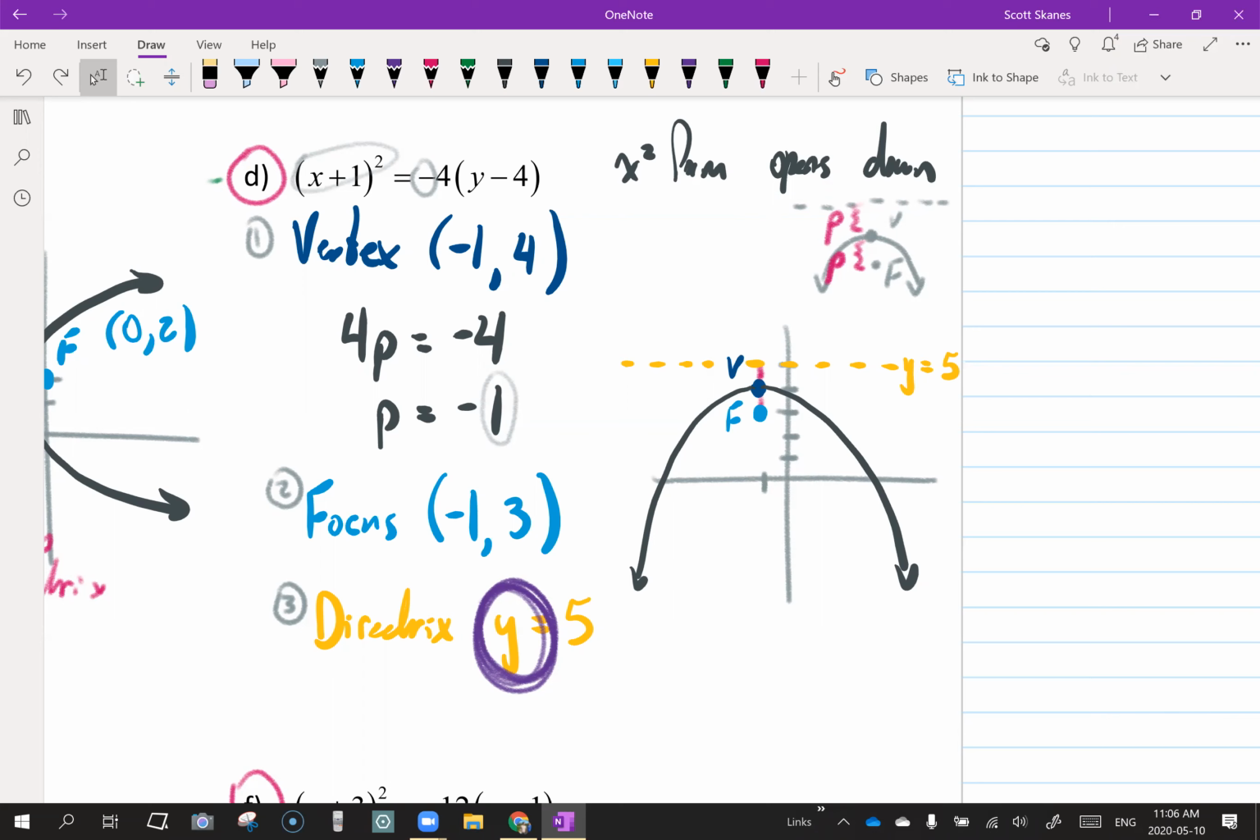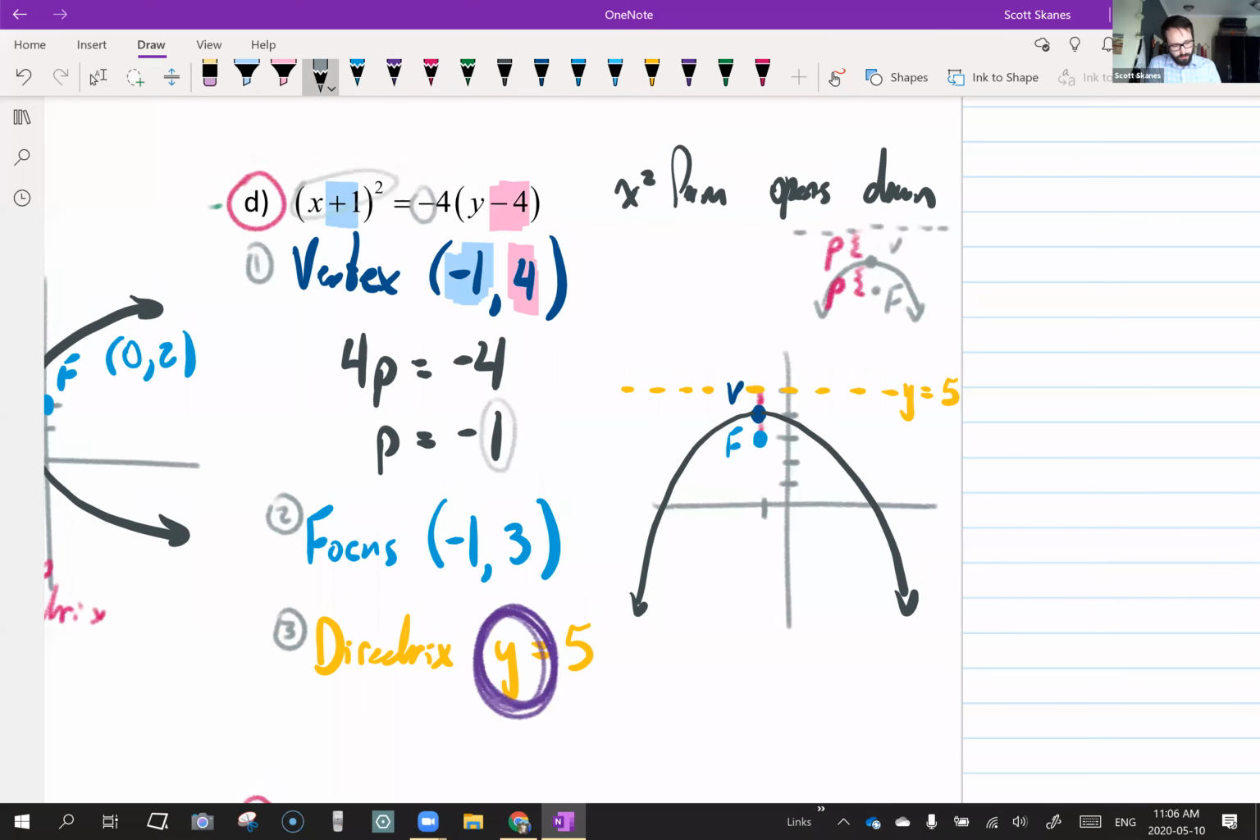Mister, we put the vertex, it's -1 and 4. The minus one comes from x plus 1, and the 4 comes from y minus 4. Yeah, and you can take the y plus 1, set it equal to 0. It's just a way of telling us what the vertex value is. Right, any other questions? That was good.